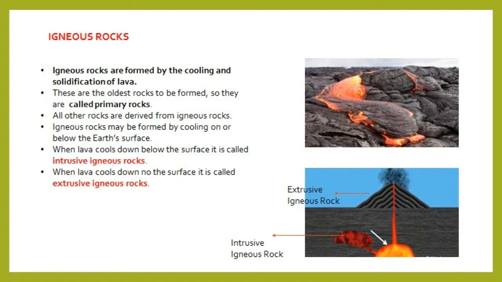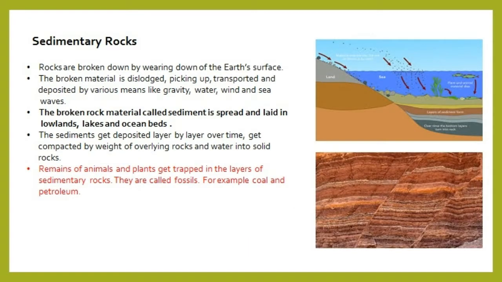Okay, after igneous rocks we have sedimentary rocks. Rocks are broken down by wearing down of the earth's surface. Okay, igneous rocks, when they are formed, are subjected to weathering and erosion. Because of weathering and erosion, big rock particles break down into small pieces of rocks. So rocks are broken down by wearing down of the earth's surface. The broken material is dislodged, picked up, transported and deposited by various means like gravity, water, wind and sea waves.